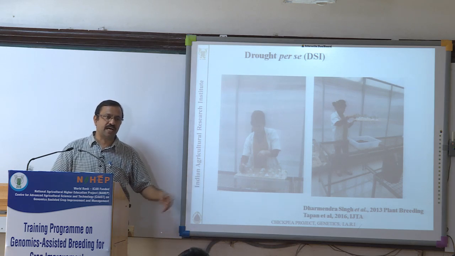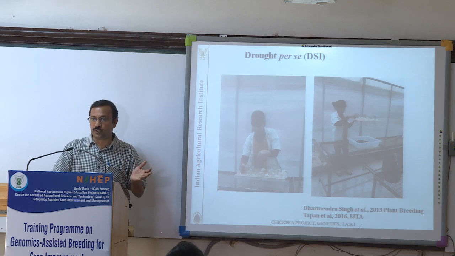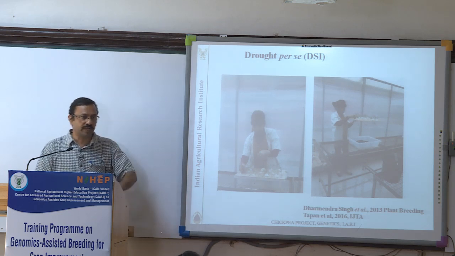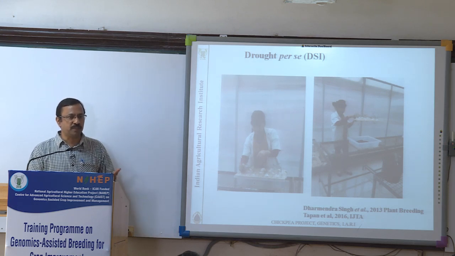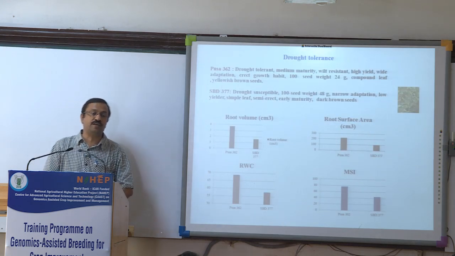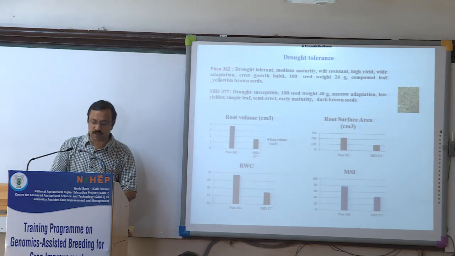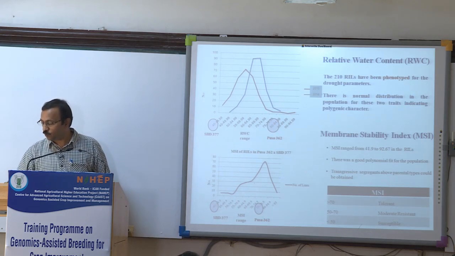See, initially you have a large germplasm and you want to weed out. A good breeder is one who weeds out, not who collects. So you would like to weed out and have a few lines on which you can take a plethora of concentrated observations. So we started using this hydroponics technique and could identify 2 parents which have been used for developing a mapping population for drought.